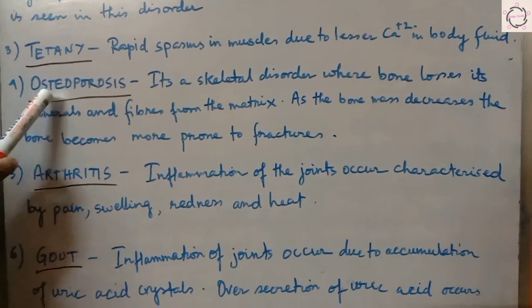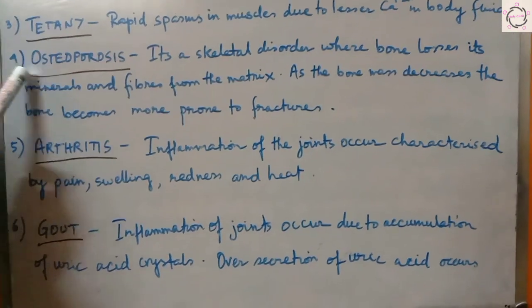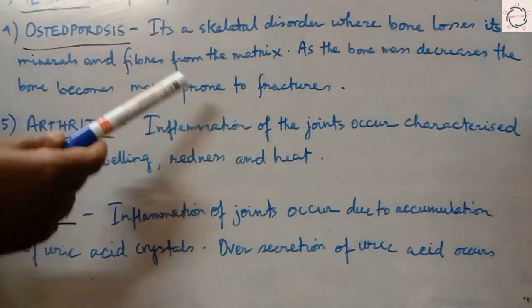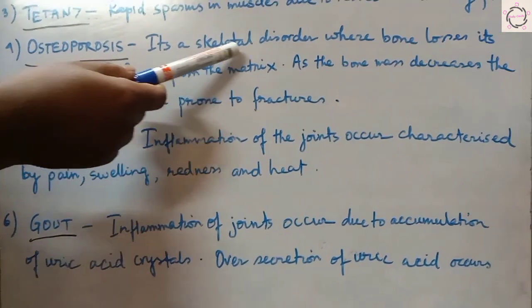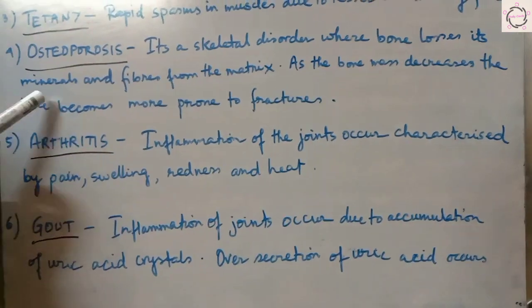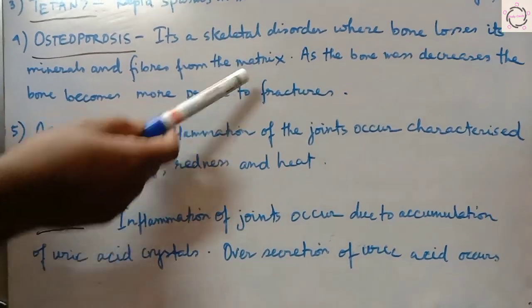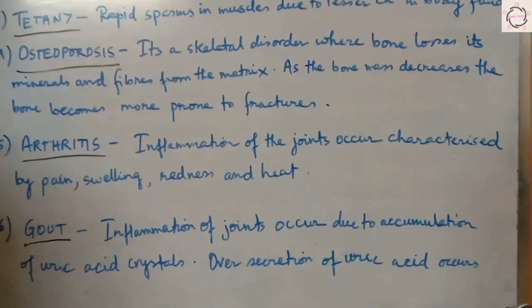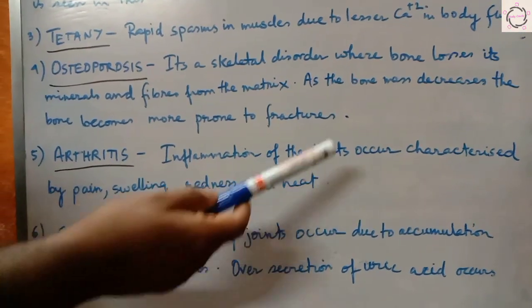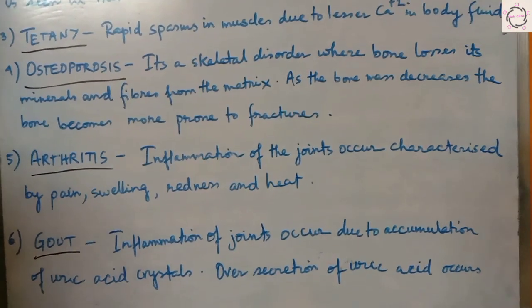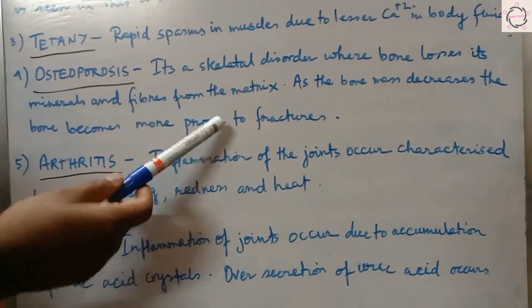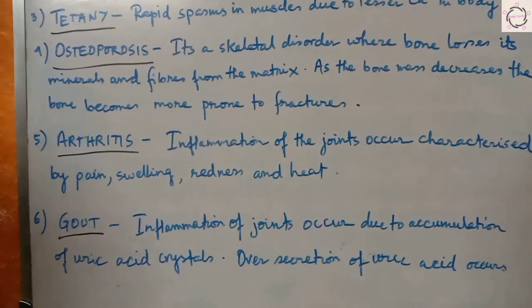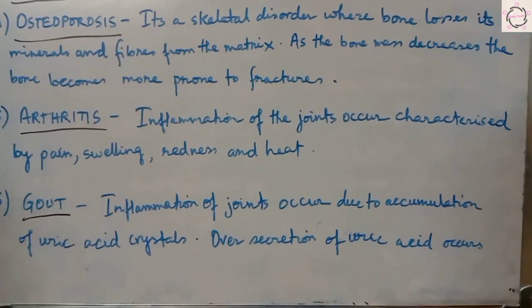Next, at number 4 is osteoporosis. It is the most common disorder seen in elderly aged people. So it's a skeletal disorder where bone loses its minerals and fibers from the matrix. So as the bone loses these minerals and fibers, bone mass decreases and the bone becomes more prone to fractures. So this is the most common disorder seen in elderly patients.